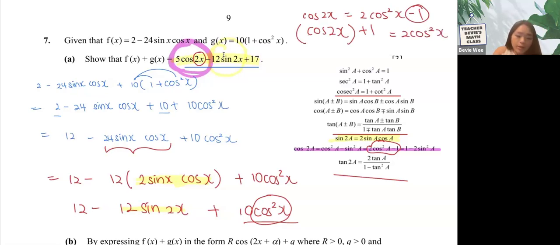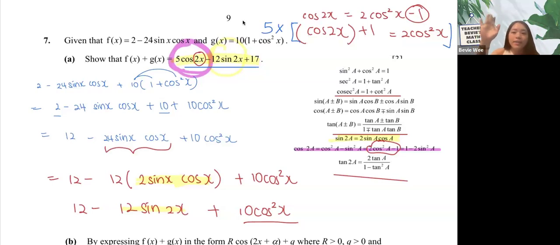Does it look like something like yours already or not? I have 10 cos square x. Formula is 2 cos square x. Then how? From here, how? The formula is 2 cos square x. Mine is 10 cos square x. Meaning? Yeah, that's right. Very good. Asha said times 5 lah. Whole thing times 5. Correct or not? Is anyone lost here or not? All okay?